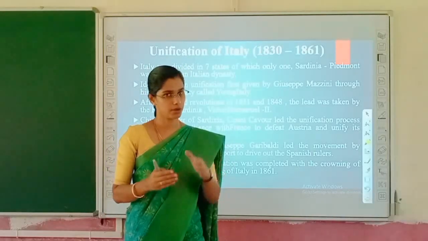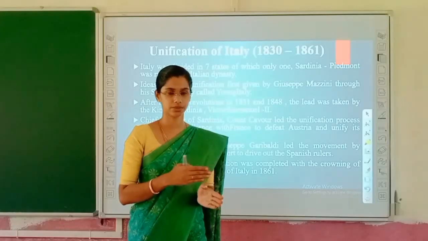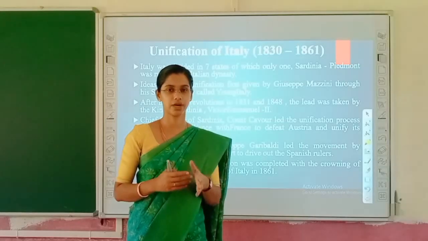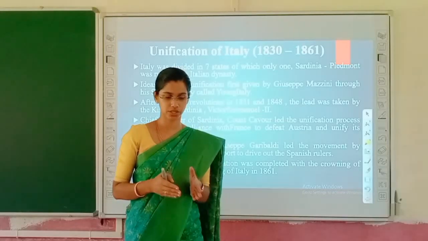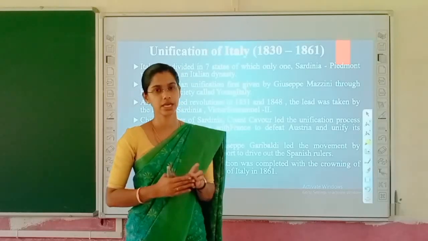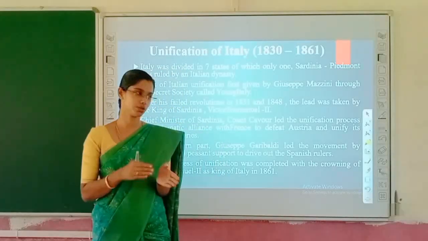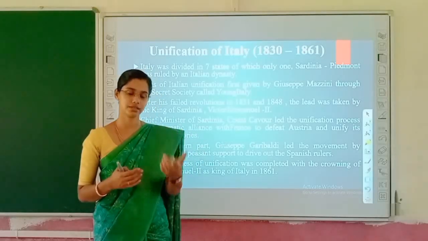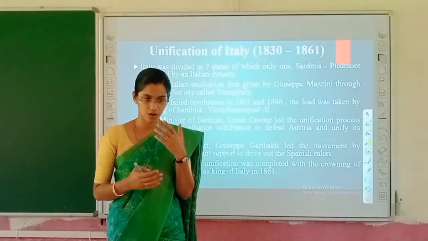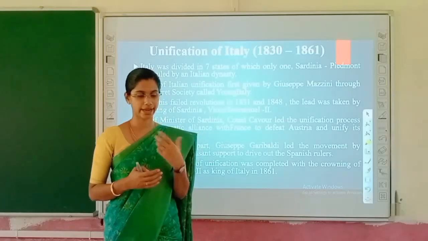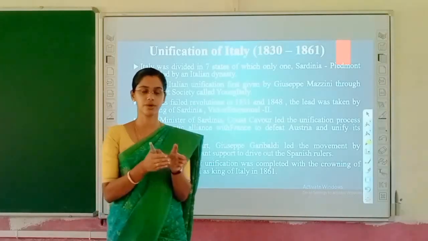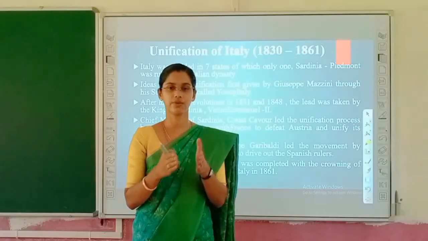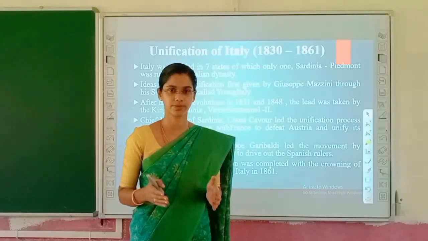Firstly, we discussed the conditions before the unification. At that time, they were facing one of the main problems, that is fragmentation into several political units, each under a different authority. At the same time, the Italians were scattered over several dynastic states, and also in the middle of the 19th century, Italy was divided into 7 states.